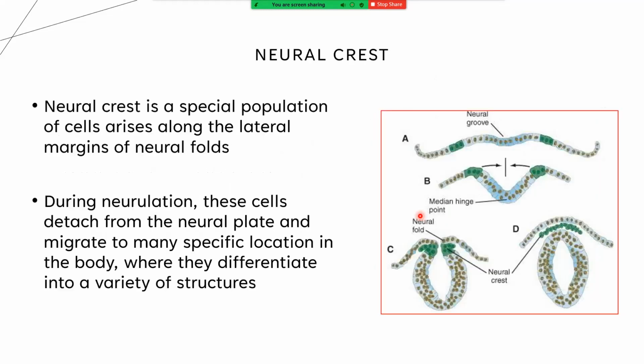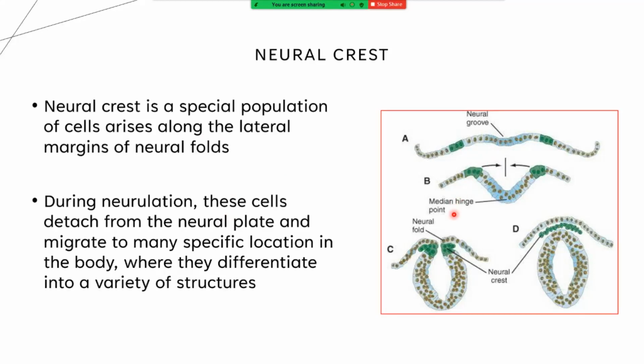Neural crest, okay. Remember the blue structure, part of the neural plate, in the previous slide. It's called the neural crest. Neural crest is a special population of cells that arises along the lateral margin of the neural folds.